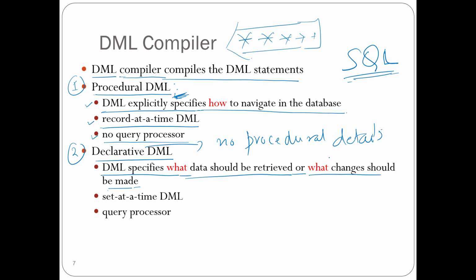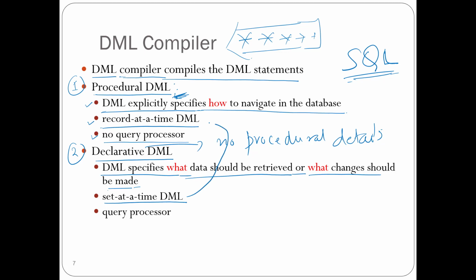We don't need to provide how to navigate in the database to retrieve specific data, or modify the data, or a group of data. Okay, now one advantage with the declarative DML is that it is set at a time.